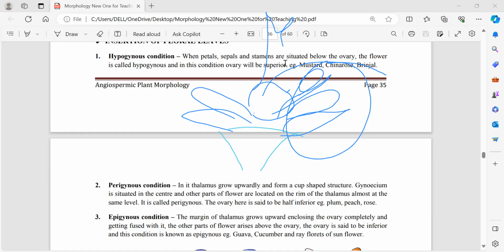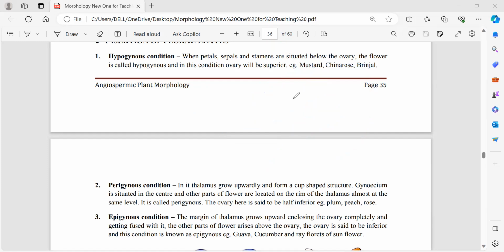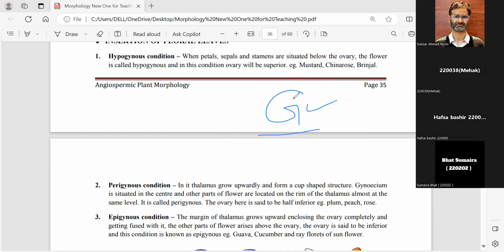So in this condition, ovary is superior and all other parts of the flower are inferior. In taxonomic description, in the floral formula, we show the superior ovary like this: G, the gynoecium, and we place a bar under it. That is, ovary is occupying the top position, and this condition is called the superior ovary or the hypogynous condition.